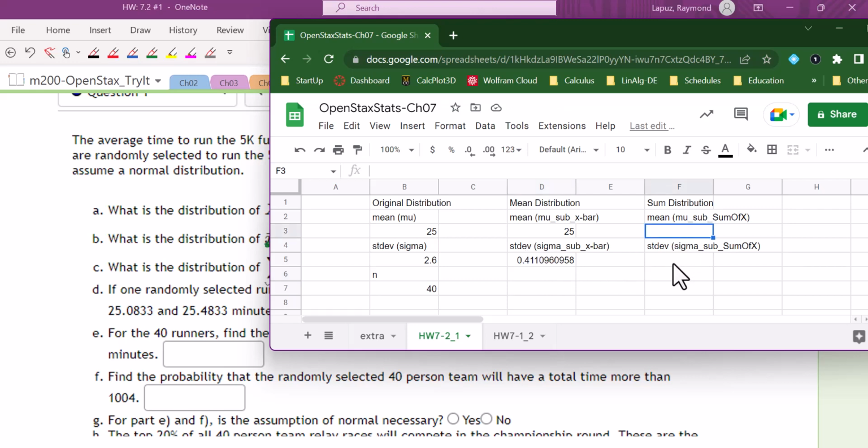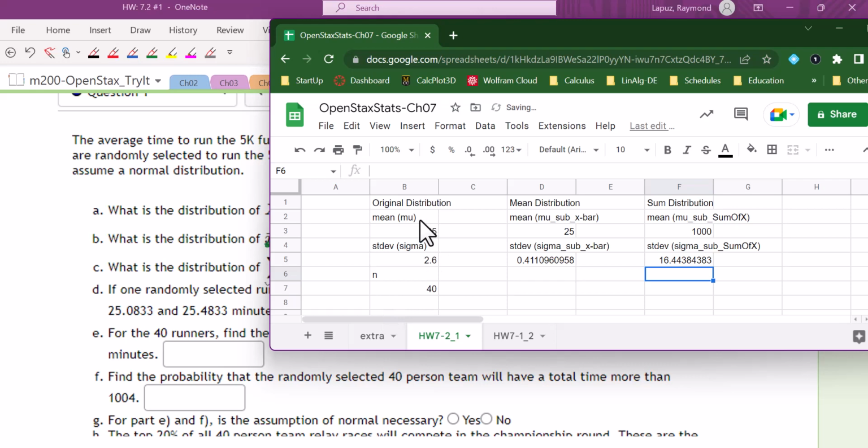Now the sum distribution, and the mean for the sum distribution is going to be the original mean. I had put an equal sign here, so equals, I click on the original mean, times not the standard deviation, but the sample size. So that's going to be 1,000. And then the sigma is going to be equal to, I'll press equals, and the original standard deviation, and this time it's times the square root of 40, or the square root of the n size.